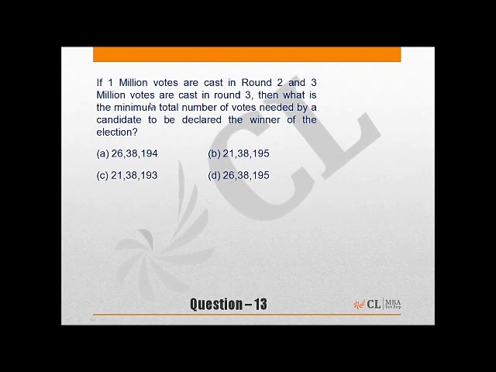Question 13. If 1 million votes are cast in round 2 and 3 million votes are cast in round 3, then what is the minimum total number of votes needed by a candidate to be declared winner of the election? So in round 3, 3 million votes or 30 lakh votes have been cast. In round 2, it says 1 million or 10 lakh votes have been cast. And in round 1, we already know 100 lakh votes had been cast, or 10 million.